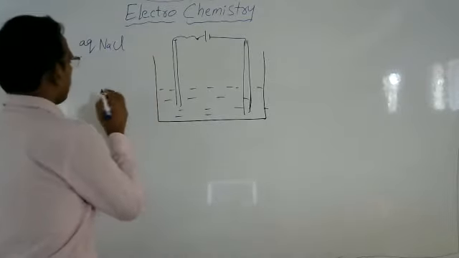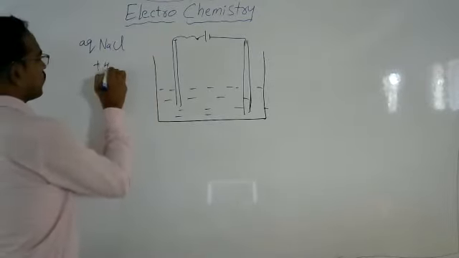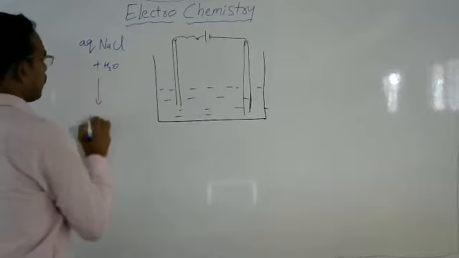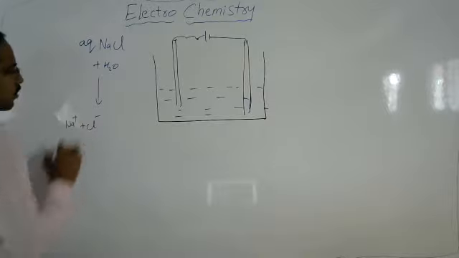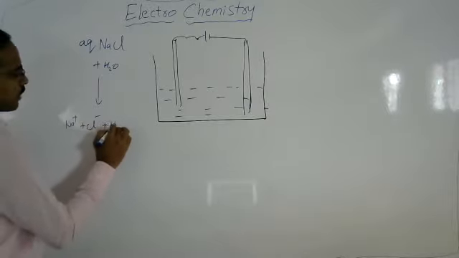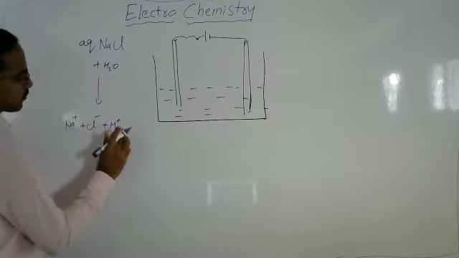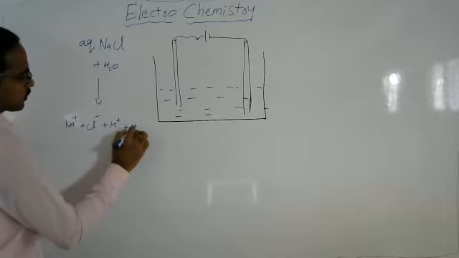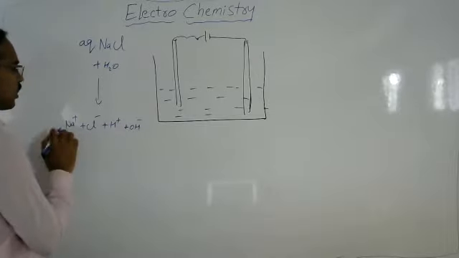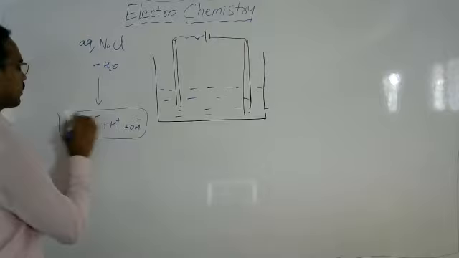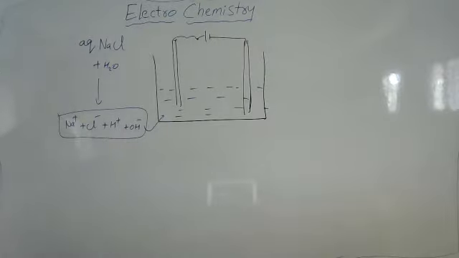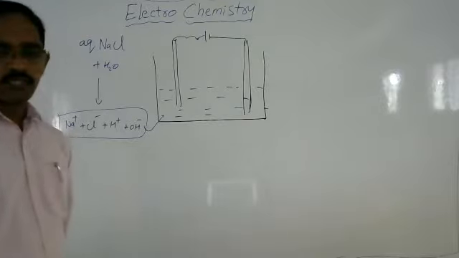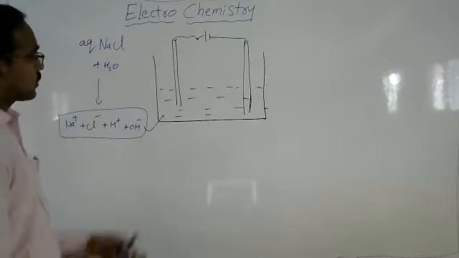So here, NaCl is dissolved in the water. What will happen here? Na+, Cl-, as well as H+ and OH-. Total 4 ions are present in the given solution: 2 cations and 2 anions. Right.